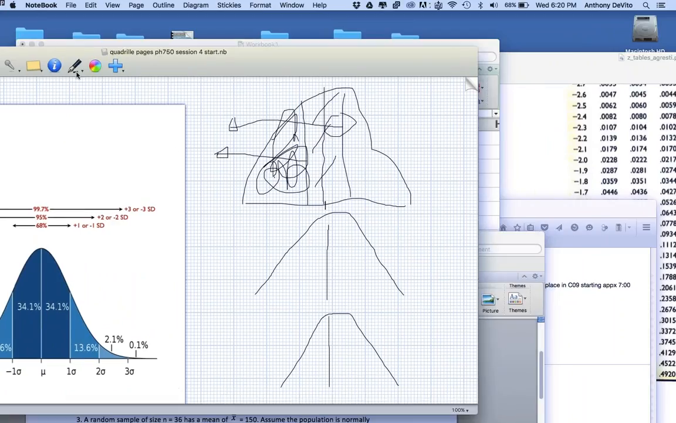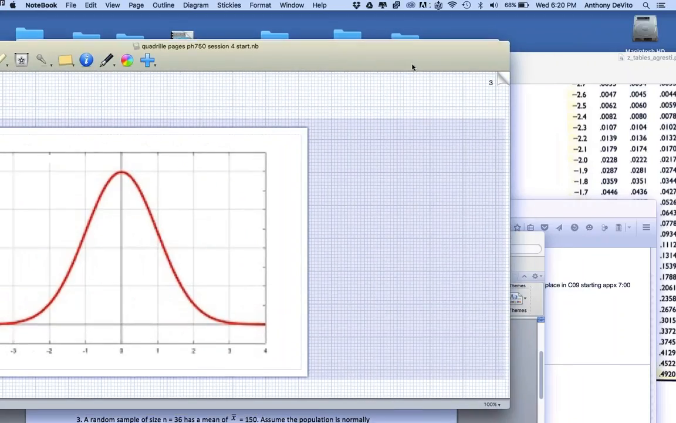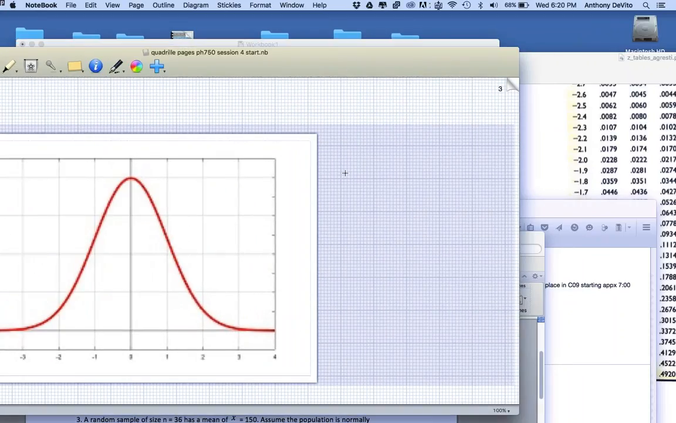Standard error was equal to, let me see if I can write it actually. I'll give it a try. Okay, there's a normal distribution. And the standard error is equal to sigma, the population standard deviation, which presumably we know, over the square root of the sample size.